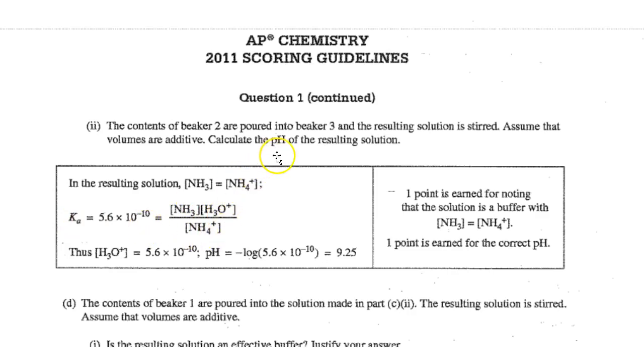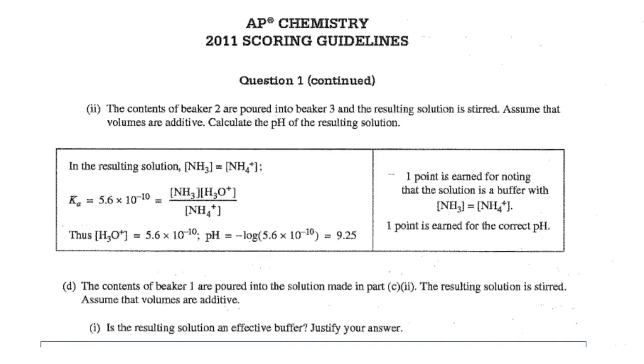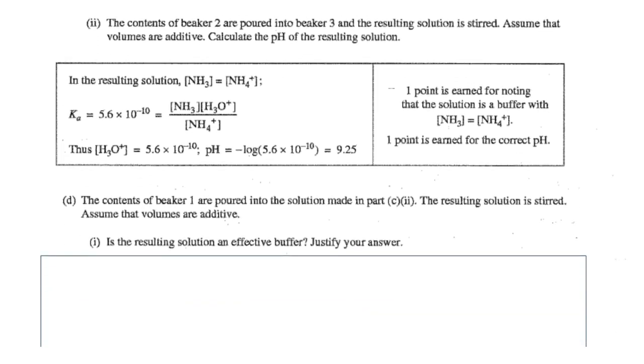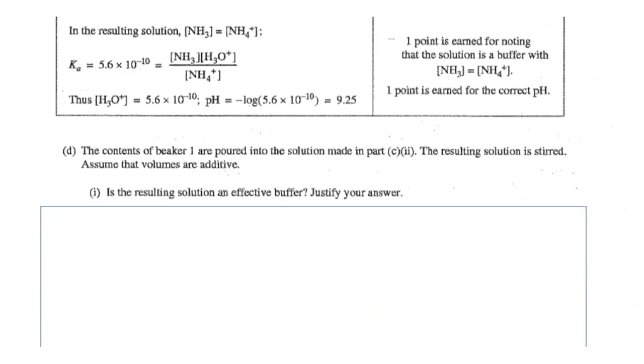They didn't ask for that, though. They asked for the pH. So we do have the H+. The negative log of the H+ is the pH, and the pH is 9.25. Which makes sense because it's ammonia, the weak base.